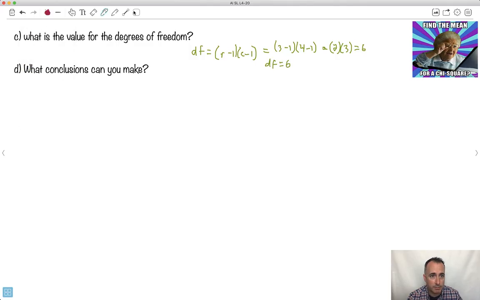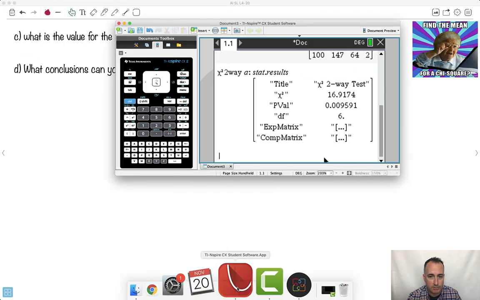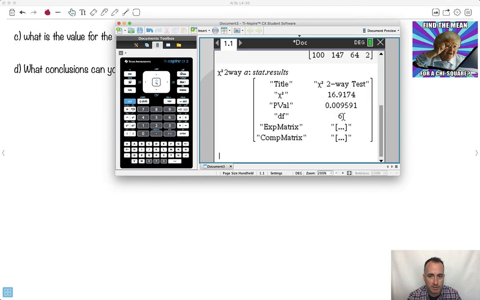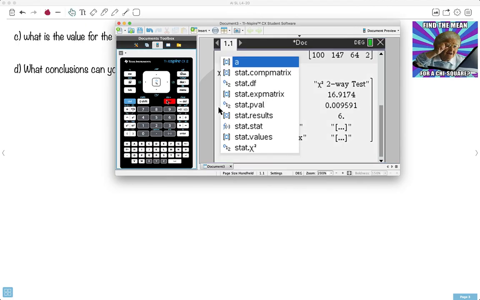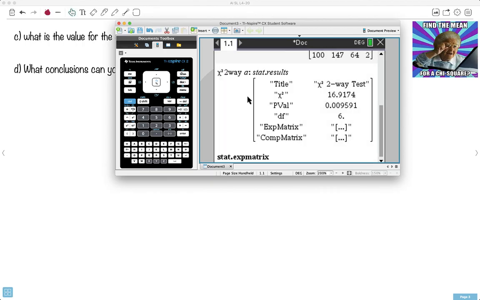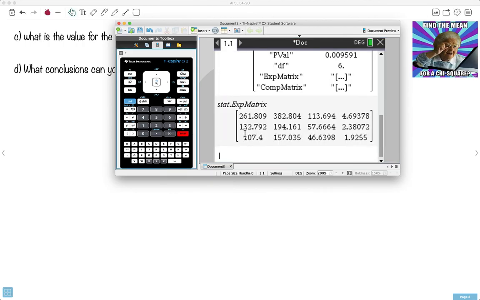Great. And by the way, you didn't have to figure this out by hand because your trusty calculator also told you that. Look, it said degrees of freedom is 6. A little pro tip if you're using the TI-Nspire: if you want to know where all the expected values are, they kind of hint at it. See this expected value matrix here? Watch carefully. If I go to variables, I can open up the expected value matrix.